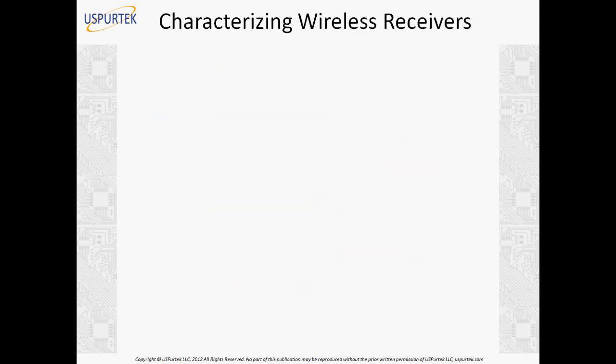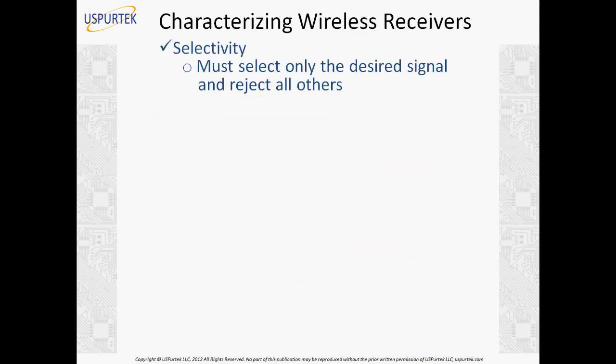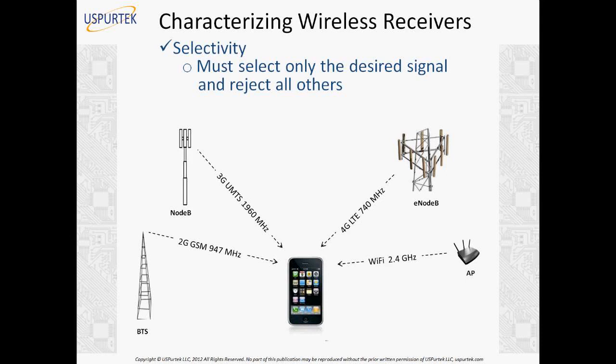Well, move on to selectivity. So what is selectivity? Selectivity means that we must be able to select the desired signal that we want and reject all the others. Now, in a typical scenario, you have a smartphone. We have all types of frequencies around us.